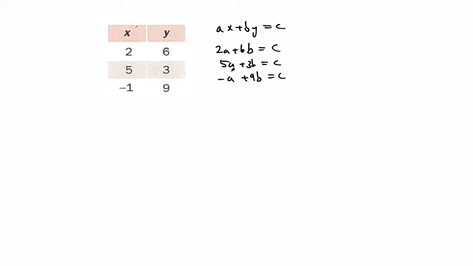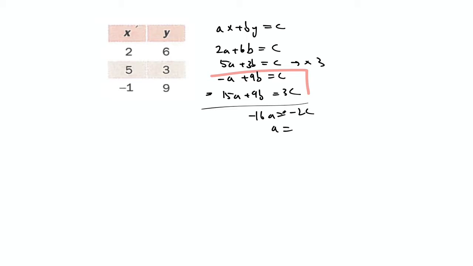Okay, so let's take the second equation and multiply by 3. Then I can get 15a plus 9b is equal to 3c. So if I subtract these two equations now, I can cancel out the b's and I can get minus 16a has to be minus 2c. Right, and then let's divide both sides by minus 2. Okay, then I can get c is equal to 8a.